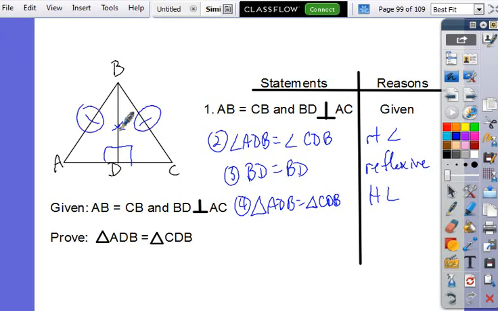If it gives you AB equals CB, we mark that. Yeah, if it gives you AB equals CB, you've got to mark that on the triangle. And it gives you BD and AC perpendicular, so that tells me the right angle.